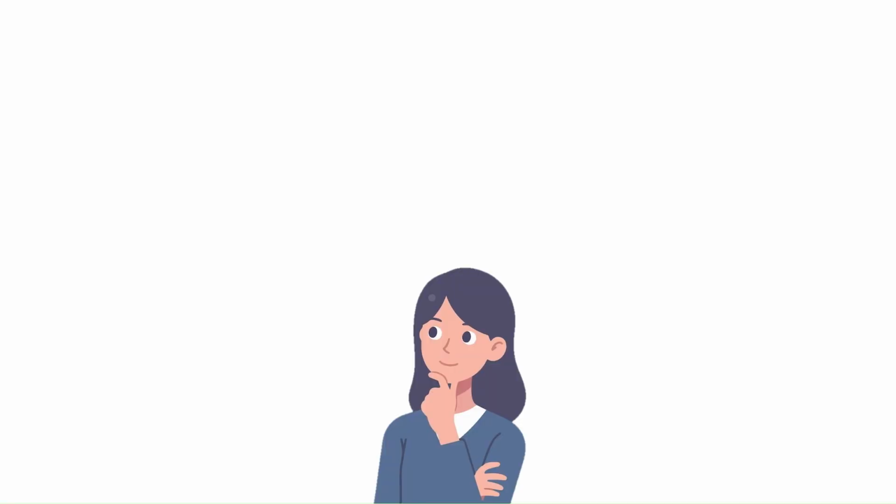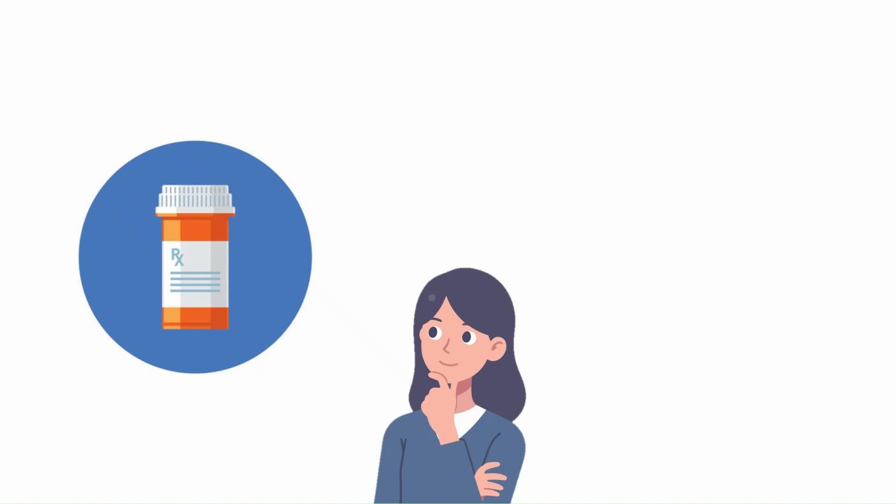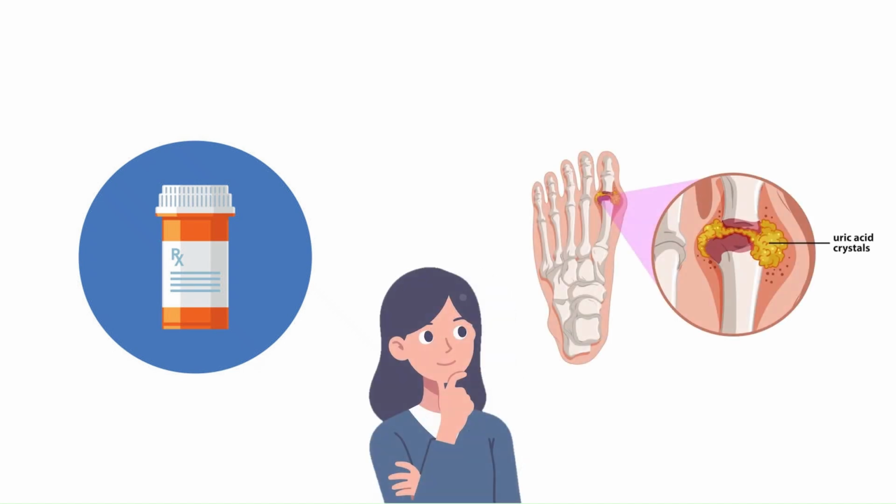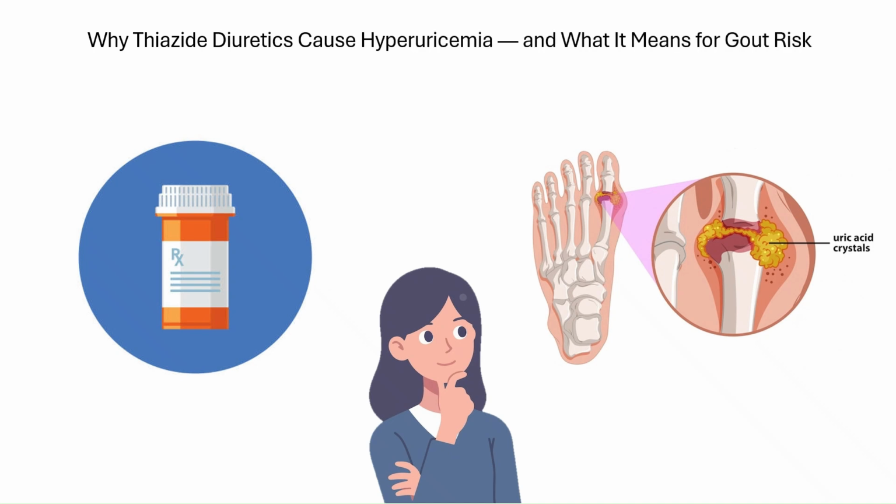Ever wondered why a drug that lowers blood pressure might increase your risk of gout? Let's talk about thiazide diuretics: how they affect uric acid levels in your body, and why they can trigger painful gout flares in some patients.